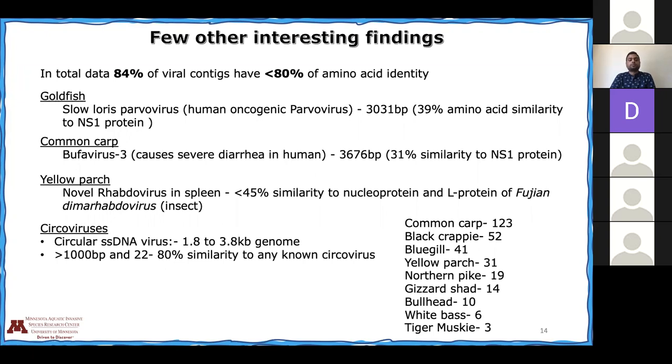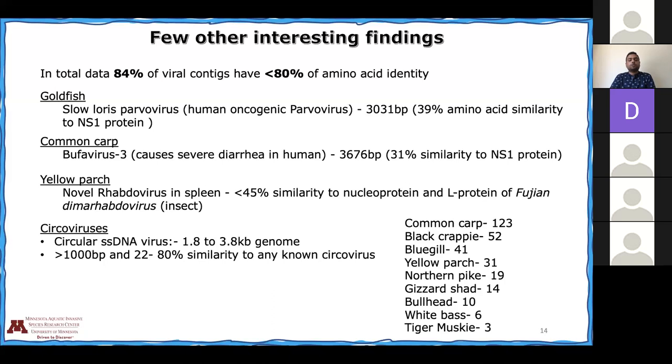In common carp, we also detected another parvovirus, which shows 31% similarity to a virus that can cause diarrhea in humans. Another finding in the yellow perch was a novel rhabdovirus in the spleen tissue only. That contig shows less than 45% similarity to the nucleoprotein and L protein of an insect rhabdovirus. Again, the sarcoviruses, as I previously mentioned and showed you, are dominantly present in our data, within the family Sarcoviridae.